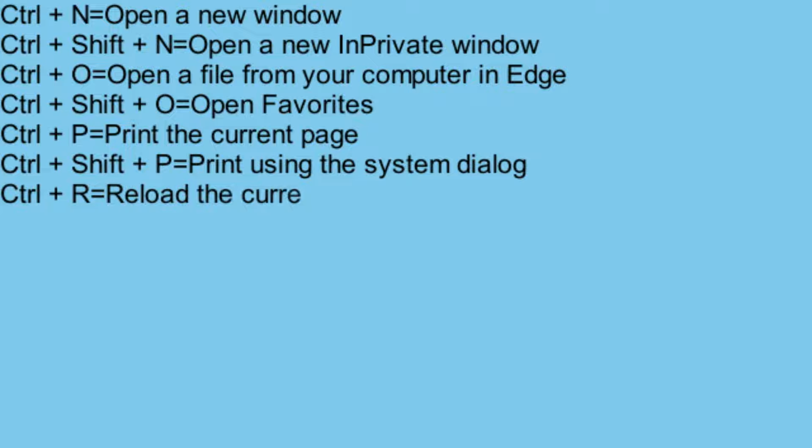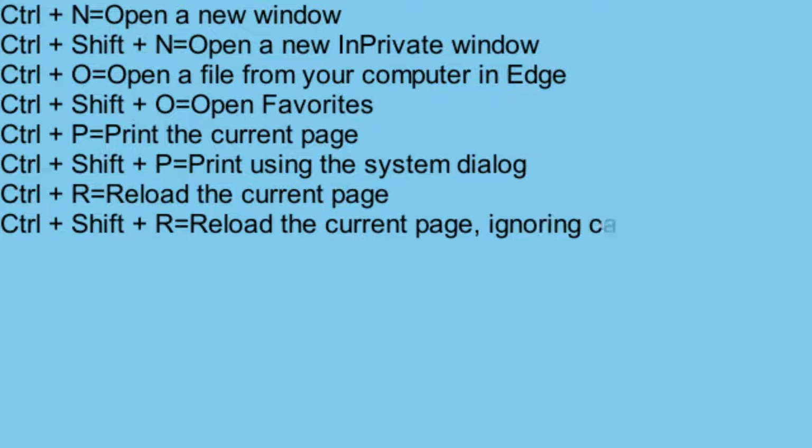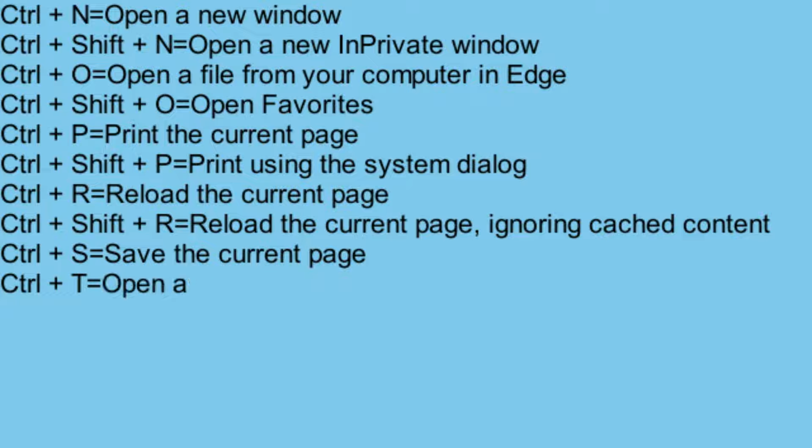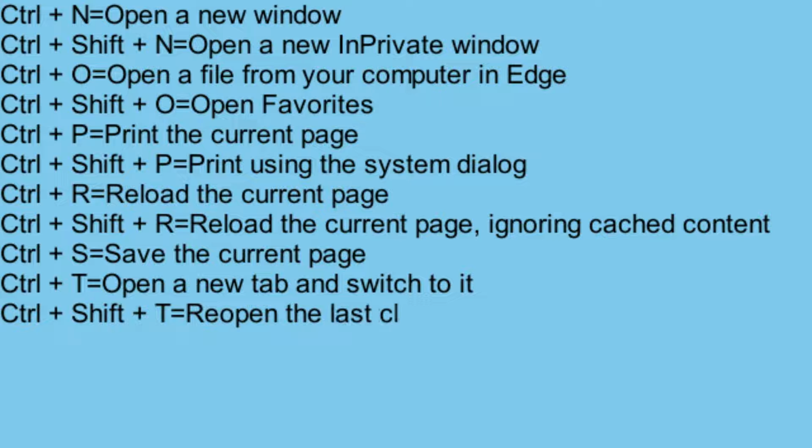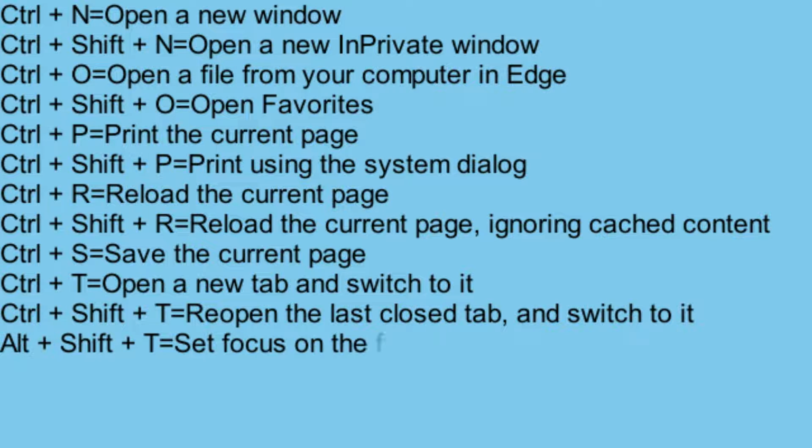Control-R equals reload the current page. Control-Shift-R equals reload the current page, ignoring cached content. Control-S equals save the current page. Control-T equals open a new tab and switch to it. Control-Shift-T equals reopen the last closed tab and switch to it. Alt-Shift-T equals set focus on the first item in the app bar toolbar.